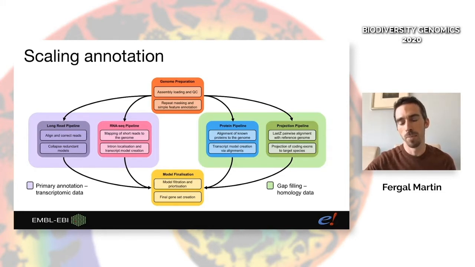And the main takeaway from this is primarily we like to annotate using transcriptomic data because it can be more accurately aligned to the genome. It's more representative of the actual genes that are active in the genome. But where the transcriptomic data is either fragmented or just not present, we use homology data to do gap filling.